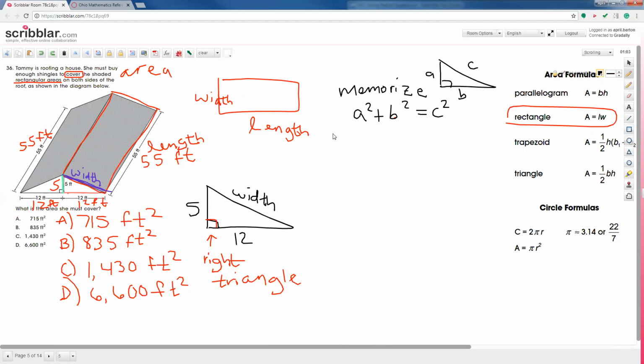I know that a and b are legs because they actually touch the right angle. C is nowhere near that right angle symbol, but a touches it and b touches it. Those are the legs. C is the hypotenuse, and it's nowhere near that right angle symbol. It's across from it.